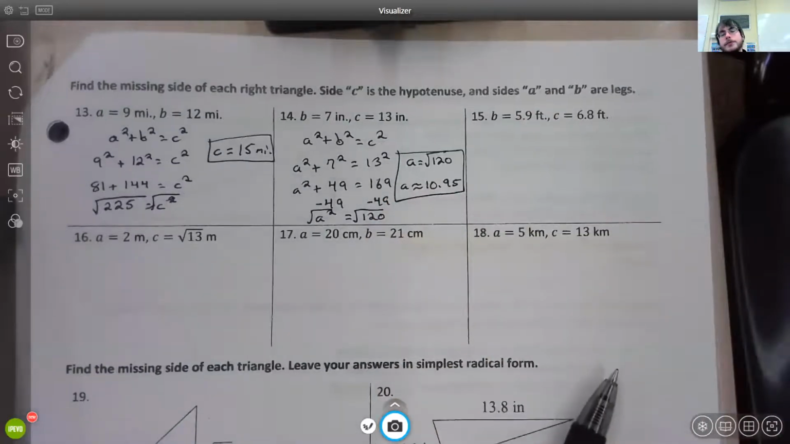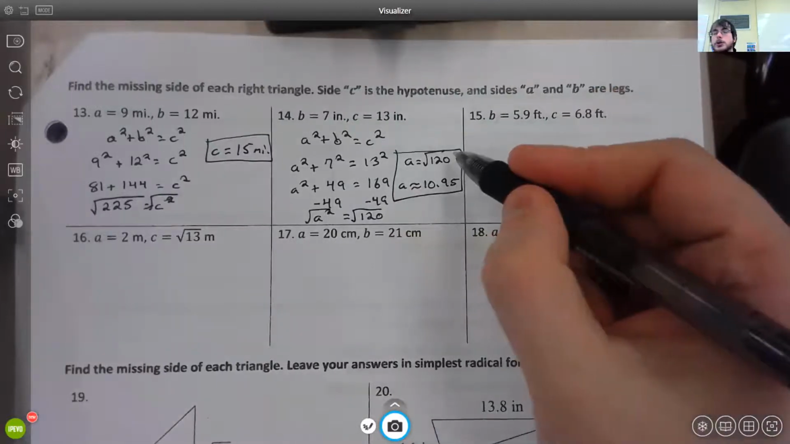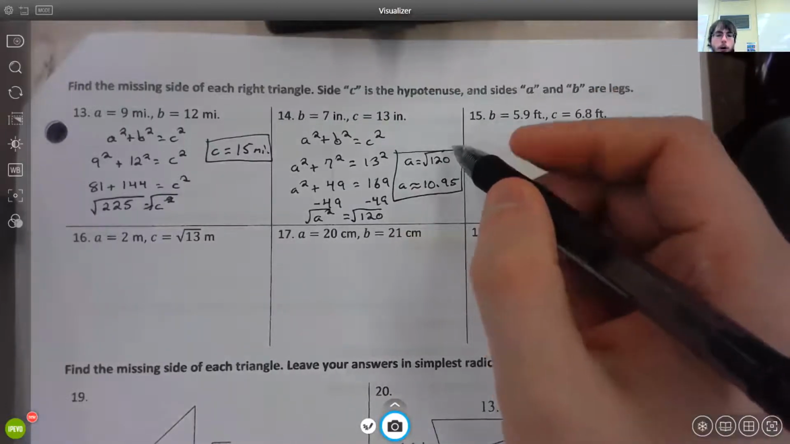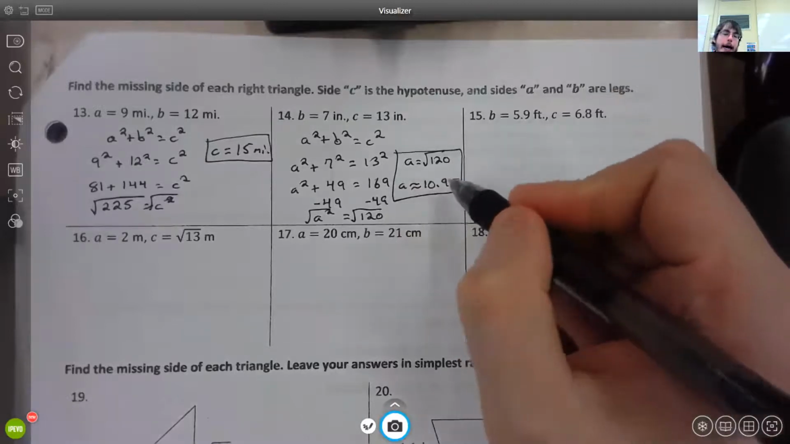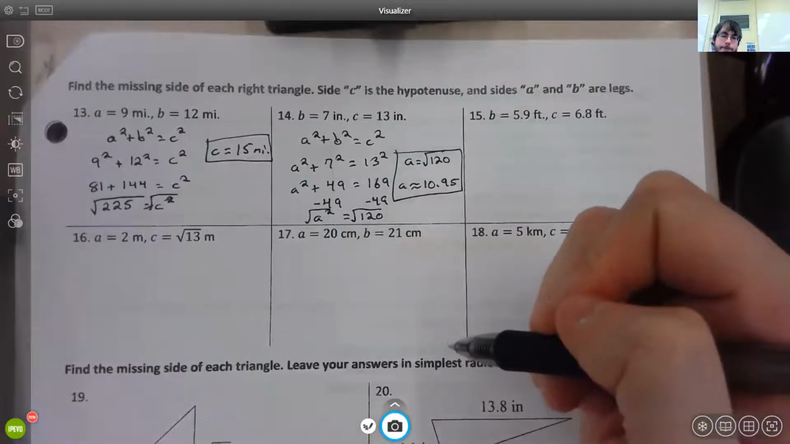Okay. Now on a quiz or a test, you'll see this in simplest radical form. All you need to do is see which decimal would match with what you have.